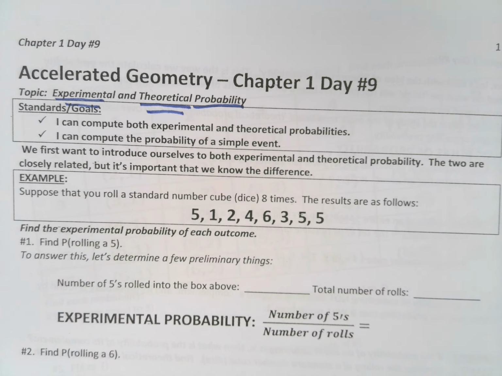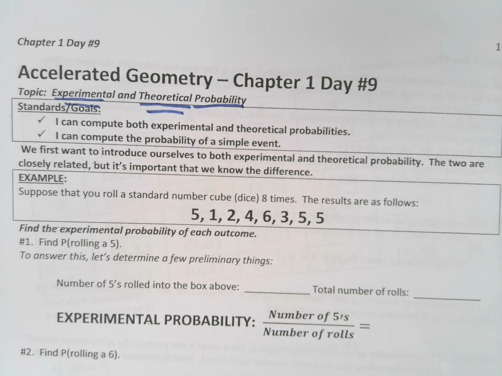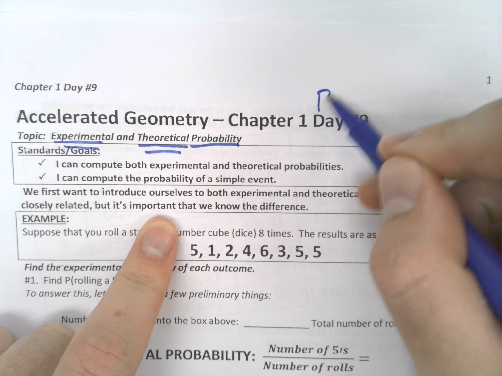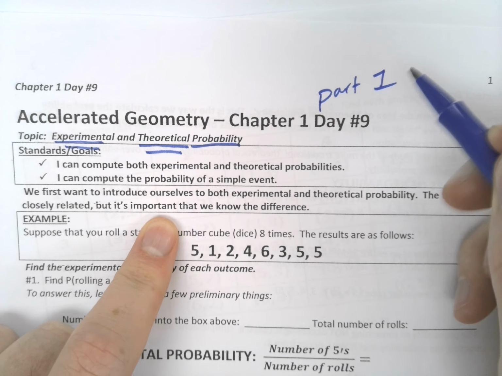So this first chapter really is an introduction to the basics of pretty much almost everything we're going to see in geometry this year as far as shapes, angles, probability. It's got a little bit of everything, and I think it's a really good crash course to get you ready for what we're going to see a little bit later on. But I didn't want to rush through this day on probability, so I want to split this into two parts. So today is day 9, part 1.